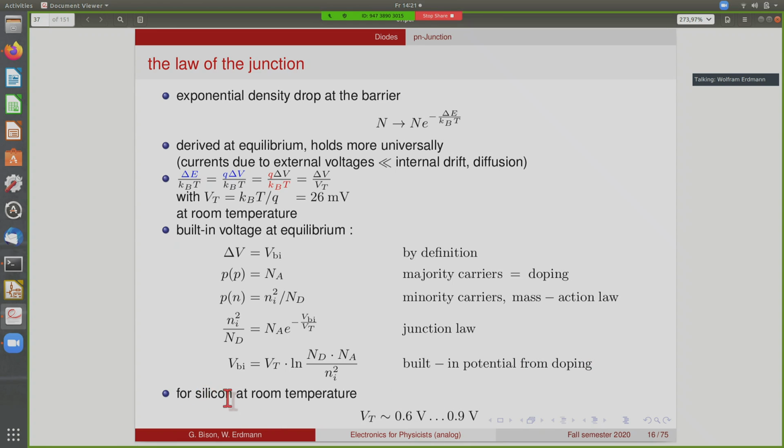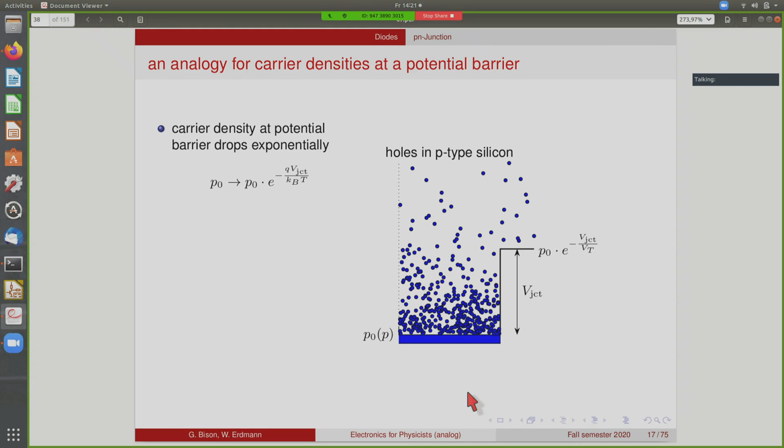And if you put in numbers for silicon at room temperature, it typically comes out between 0.6 and 0.9 volts. So in the example that we've seen at the beginning, it was 0.7 volts, for instance. But it's only a logarithmic function of the doping. So that's why it's typically always more or less in this region.